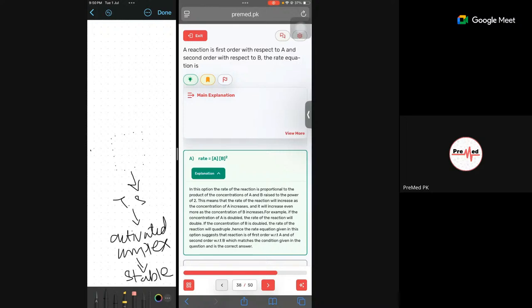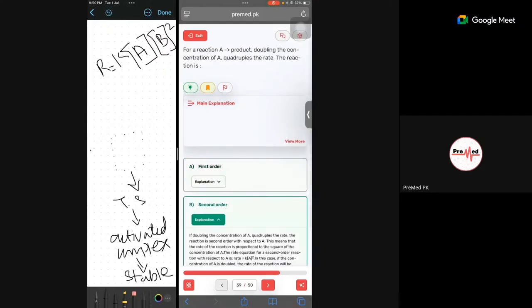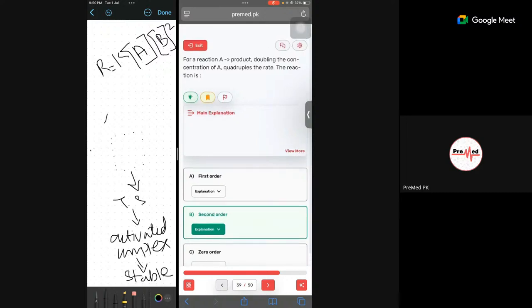Next we have: the reaction is first order with respect to A. It means we write it as first order with respect to A, and second order with respect to B, which means B's power is going to be 2. So the rate equation is, as we saw, rate is proportional to [A][B]². Next, for reaction A to product, doubling the concentration of A quadruples the rate. It means that the reaction is second order: 2 to the power 2 becomes 4.